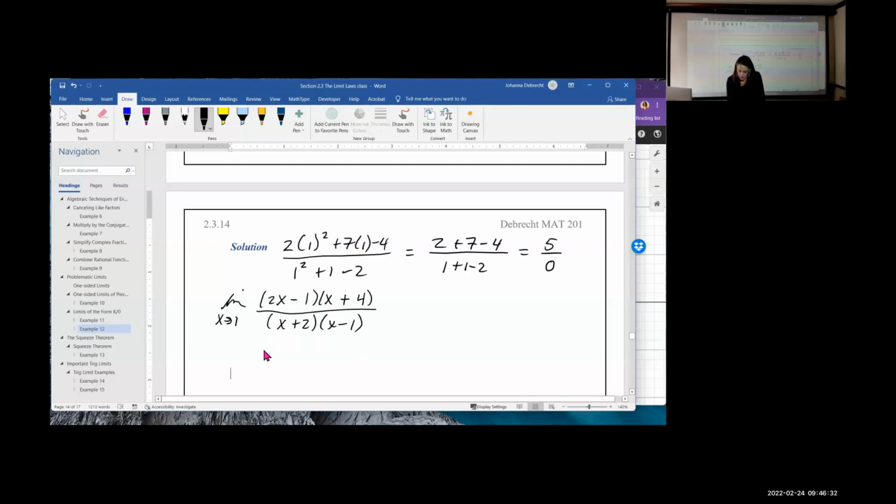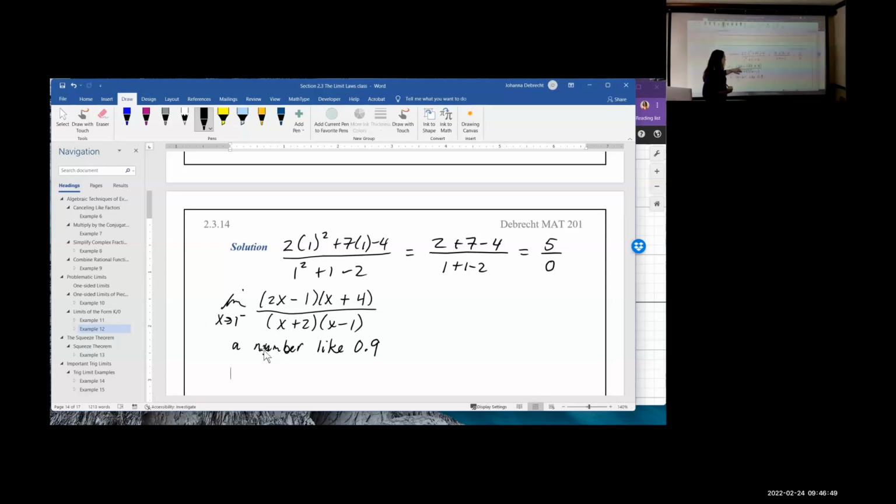So now I need to think about what happens to each of these as I evaluate different numbers. So we're going to do from below first. So this is a number like 0.9. All right, a number below 1. So I'm going to plug it in here.